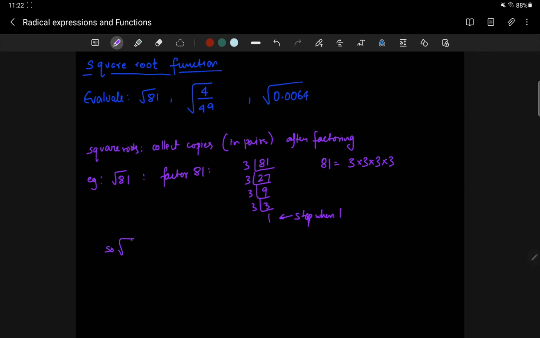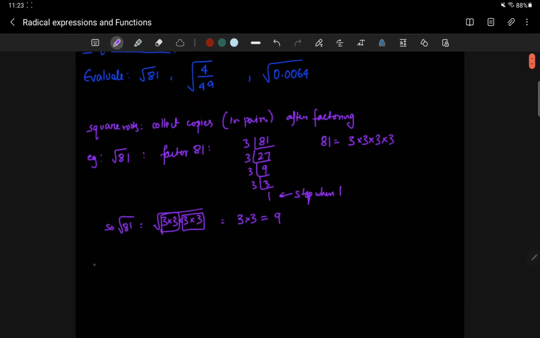So square root of 81 becomes square root of 3 times 3 times 3 times 3, and you collect pairs. So this is going to become 3 times 3, which is 9. So whenever you have two copies of the same object inside the square root, you can bring that outside the square root.